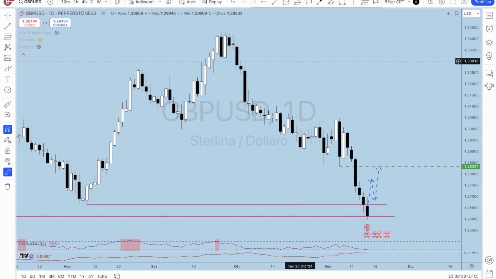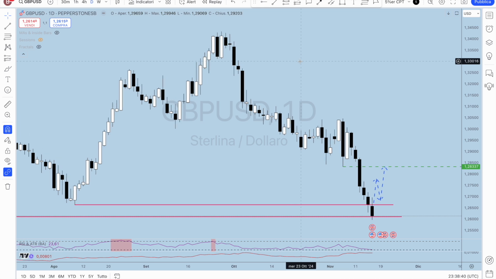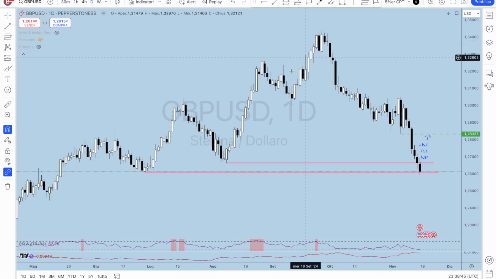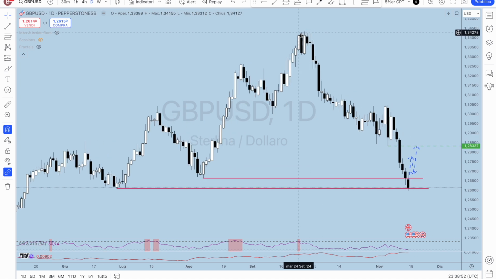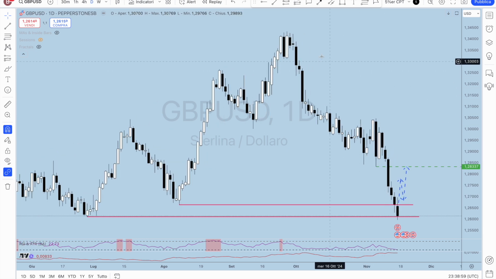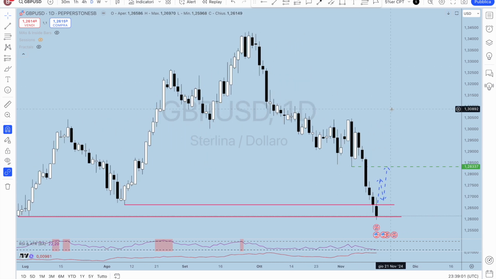Next trade is pound US dollar. On the daily we can see price was in an uptrend until 26th of September, and then it started reversing, broke this low, which essentially meant it's in a downtrend now.